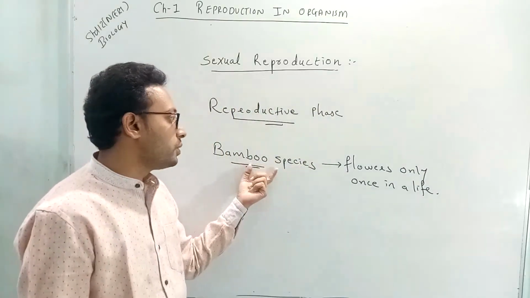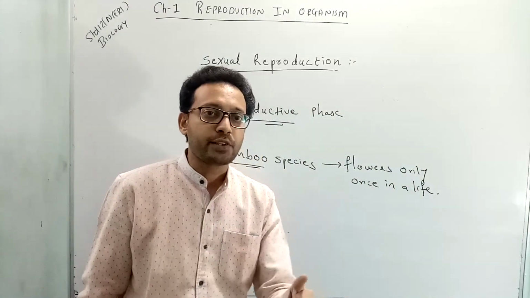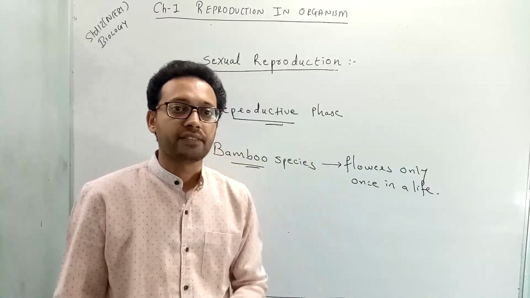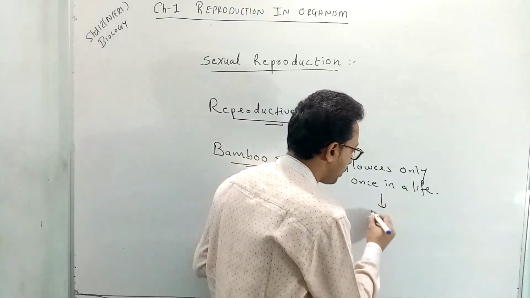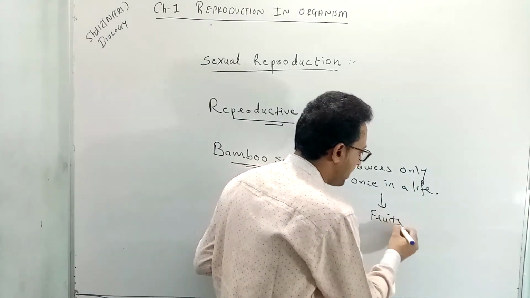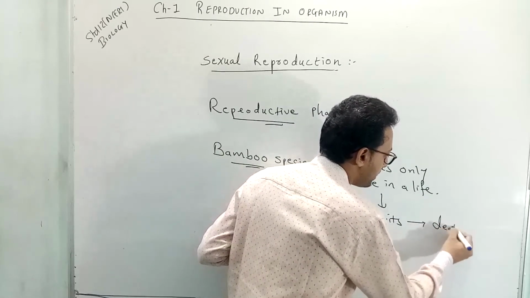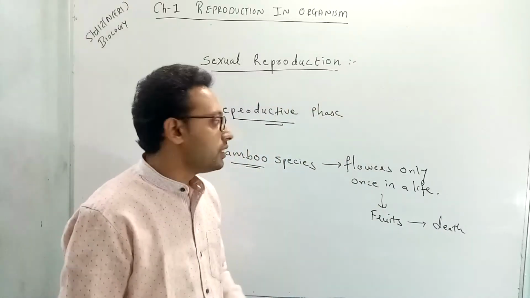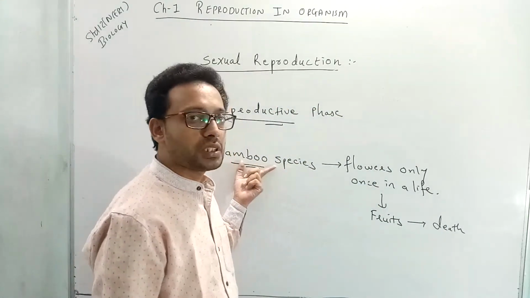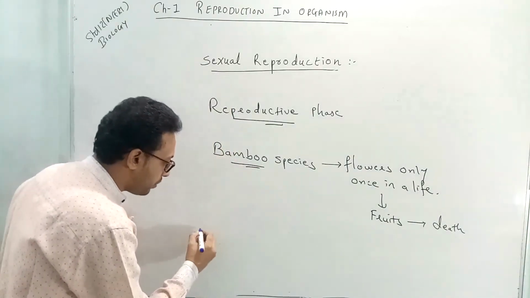Remember, this is the bamboo species which flowers only once in a life. That indicates that they can reproduce only once in a life. And after they reproduce, the flowers generate lots of fruits, and after generating lots of fruits, there will be a death. They will die. Clear? So this occurs in the case of a bamboo species. That's an unusual example.